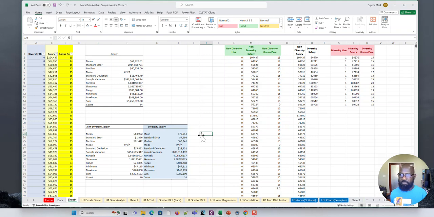Not only that, but when we look at the number of actual individuals within these two particular groups, we can see that in the diversity salary, there are only 14 particular individuals who were diversity hires versus 70 individuals who were not diversity hires. So that's how you would actually use this data to do your analysis, one, on the overall group, which is the first thing that I did.